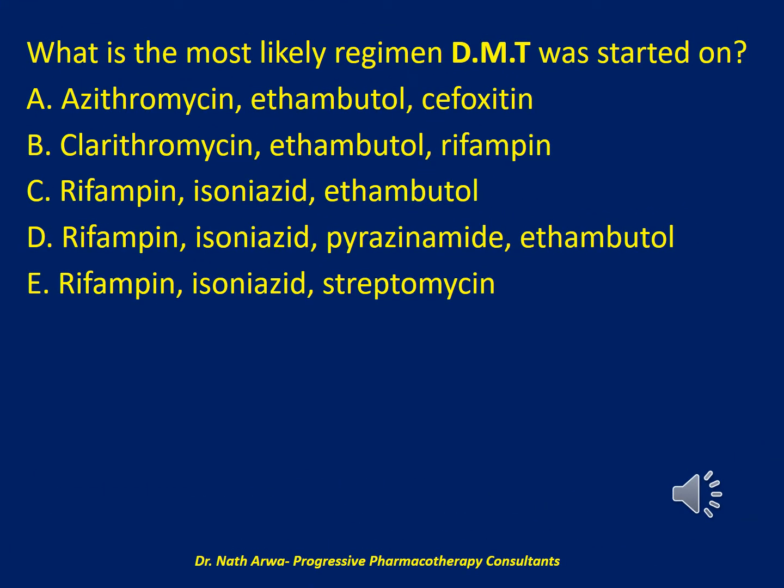So my question to you is, what is the most likely regimen DMT was started on? Is it A, azithromycin, ethambutol, and cefoxitin, or B, clarithromycin, ethambutol, and rifampin, or C, rifampin, isoniazid, and ethambutol, or D, rifampin, isoniazid, pyrazinamide, and ethambutol, or is it E, rifampin, isoniazid, and streptomycin? I will give you 10 seconds to choose the correct answer to this question from the listed options.